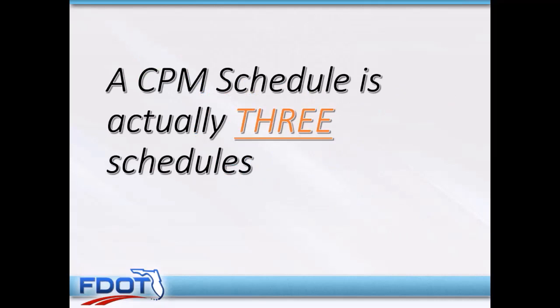Okay, here it is. A CPM schedule is not 1, not 2, but it's actually 3 schedules kind of working together. And this is what makes critical path method scheduling great and interesting. You need this level of complexity because of all the stuff we have going on, and recognizing things don't always happen exactly when we think they're going to, and so you have to be able to gauge the effect on the overall schedule.